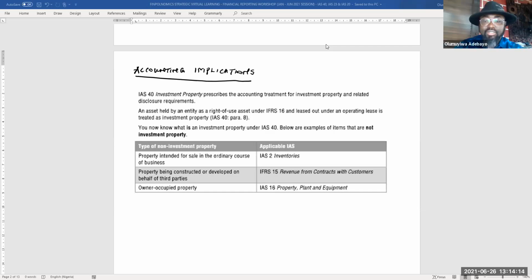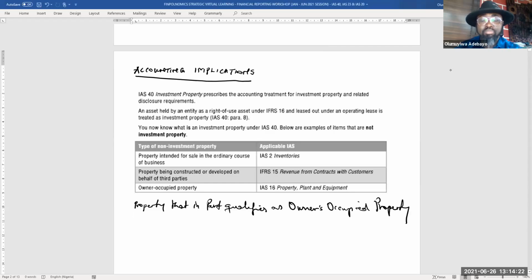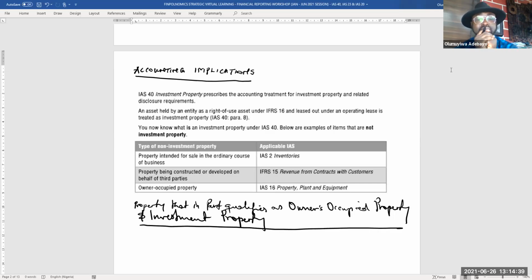Okay, thank you. Now let's look at a situation where we have owner occupied property that has a part of it to be an investment property or vice versa. That is, in principle, you have property that in part qualifies as owner occupied and in another part qualifies as investment property. What do we mean by that?